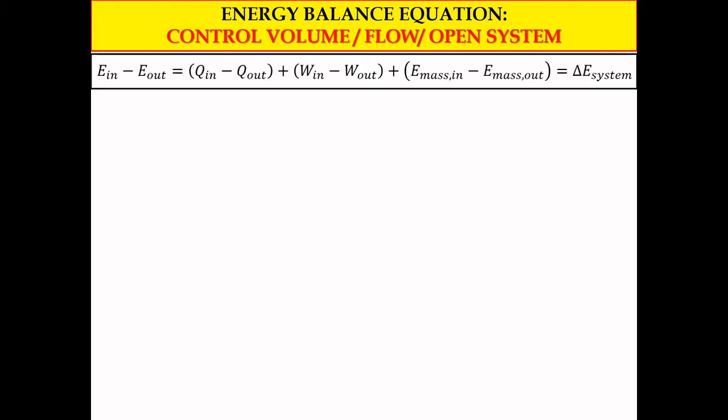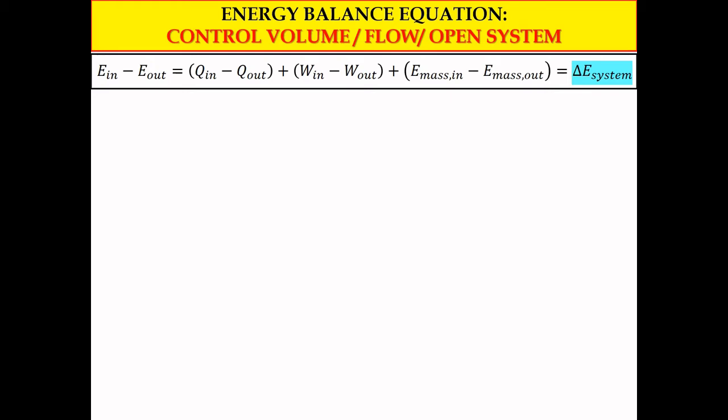Okay, so we have this general energy balance equation: E in minus E out equals Q in minus Q out plus W in minus W out plus E mass in minus E mass out equals delta E system. Okay, so we have two components here. We have net energy transfer, and also what I call total energy change for a system.